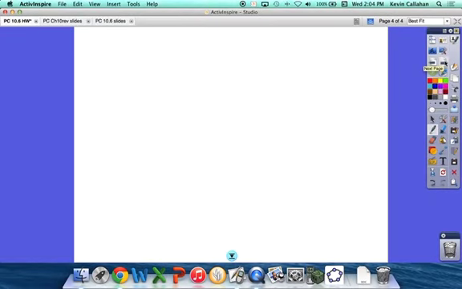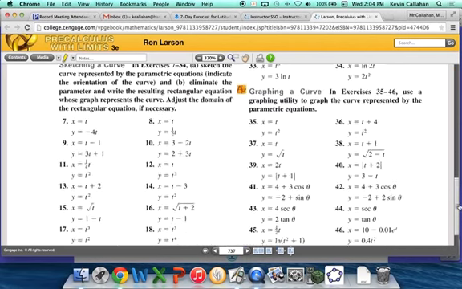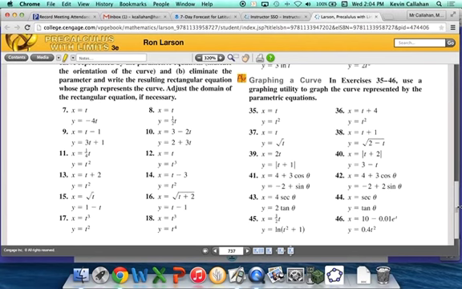So let's do 11. 11 is, I think, over here. So we are tracing out a graph, and then we're eliminating the parameter. So this one will be x equals 1/4 t, y equals t squared.